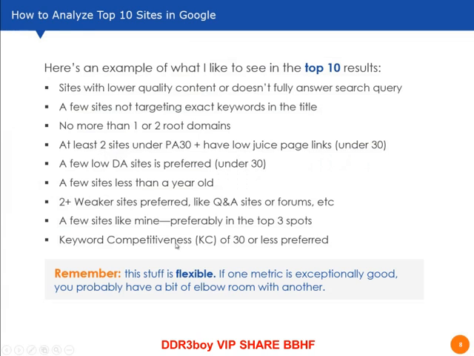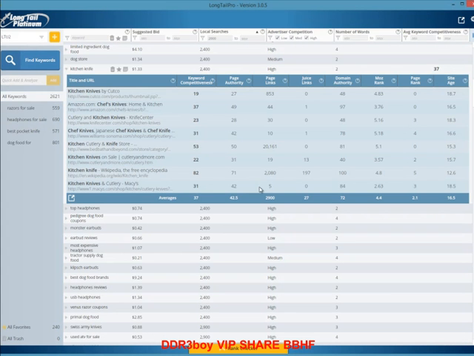Keyword competitiveness is the final check, 30 or less. It's not, it's 37, and remember, this goes up exponentially, so as it gets closer to 40, it's getting more and more difficult than if it were below 30. It's a parabolic curve. It exponentially gets higher as it goes up and up.